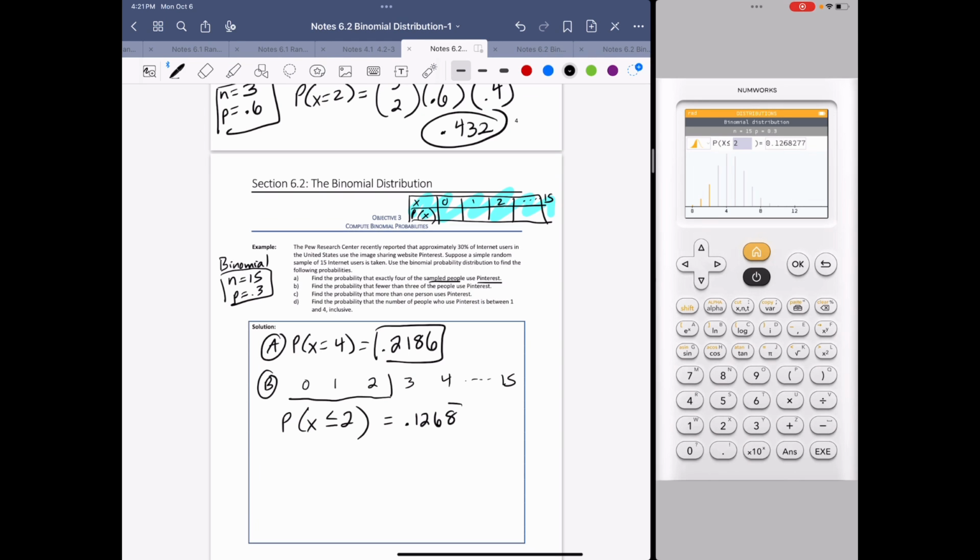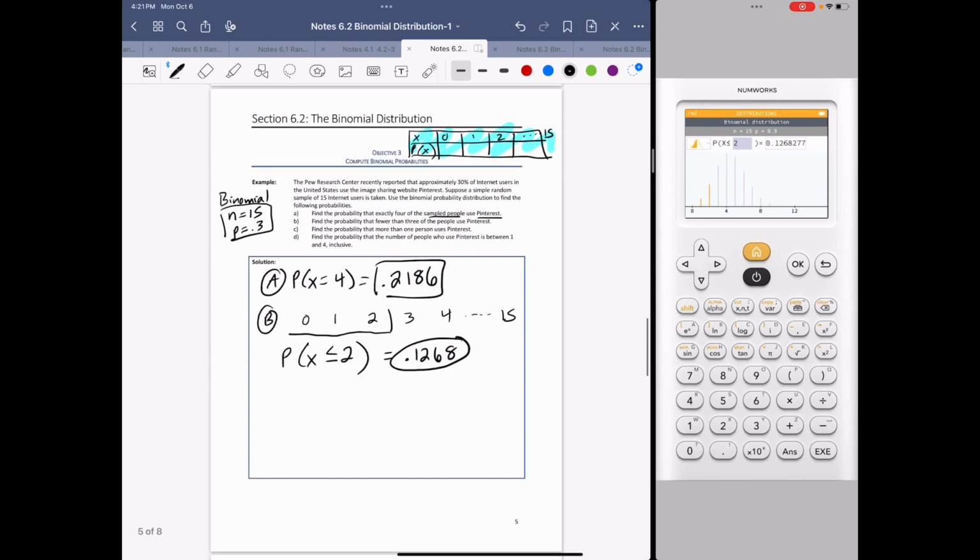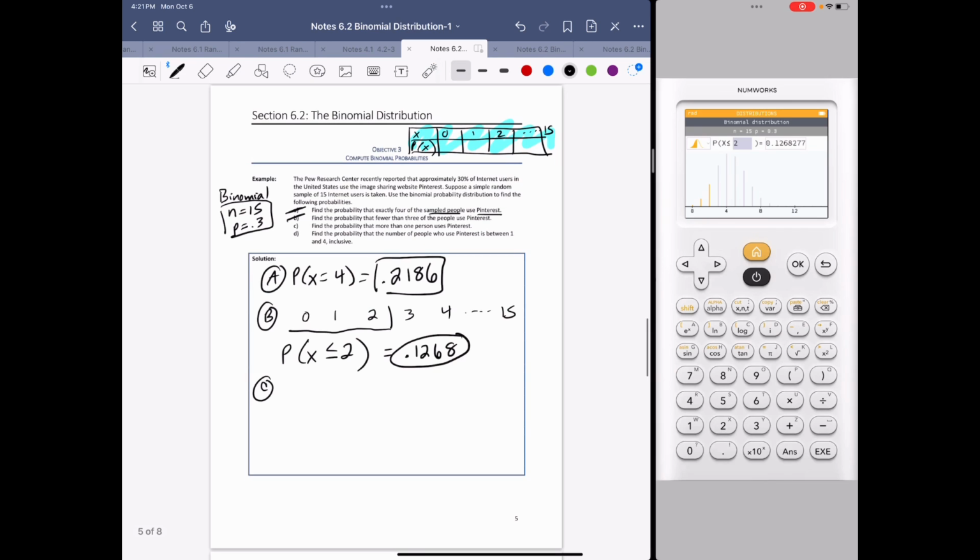All right. Now let's look at the next one. For C, I want the probability that more than one person uses Pinterest. So I'm going to do the same thing again. All right, I want more than one. More than one starts at 2. If I have my histogram, I would want to count 2, 3, 4, all the way to 15. I want the probability that x is greater than or equal to 2.